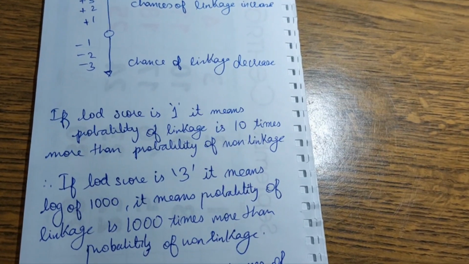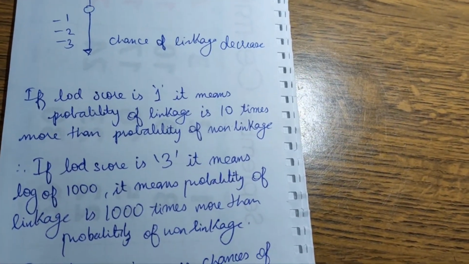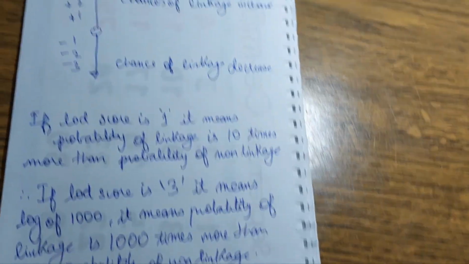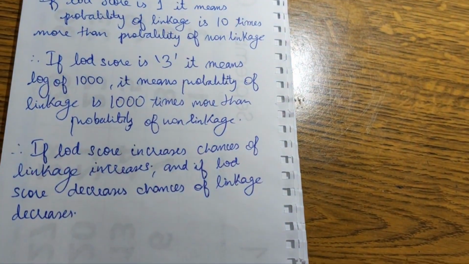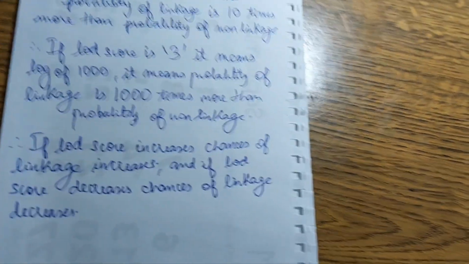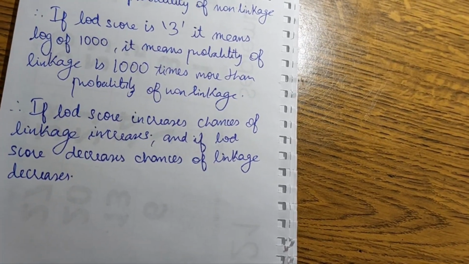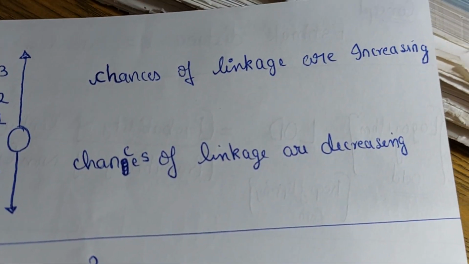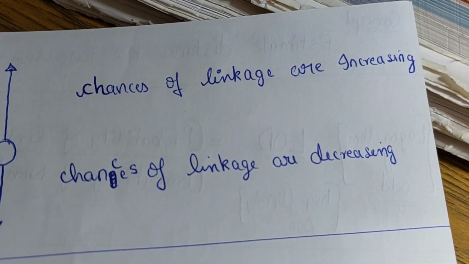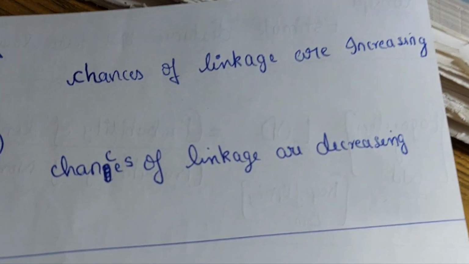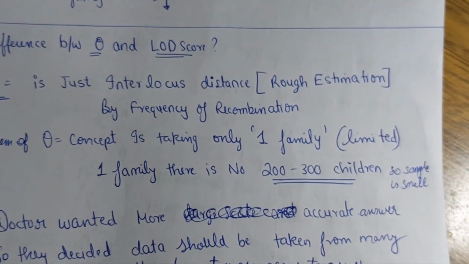Whereas if the LOD score is 3, it means log of 1000, so the probability of linkage is 1000 times more than that of non-linkage. In short, if the LOD score increases, chances of linkage increase, and if the LOD score decreases, chances of linkage decrease. Now we have understood the concept of LOD, how to calculate LOD, and what is the meaning of different LOD scores. Now one important thing we have to understand is the difference between theta and LOD score.